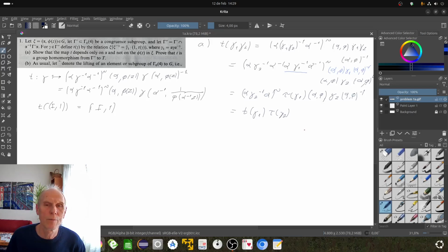And then we haven't shown that the T of the reciprocal is 1 divided by T of gamma. So to do that, we need to show that tau of, oh, I had already done that. Yeah. So that was the first part.